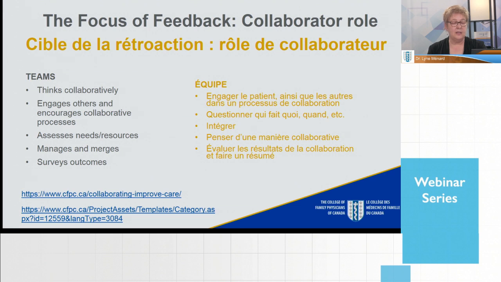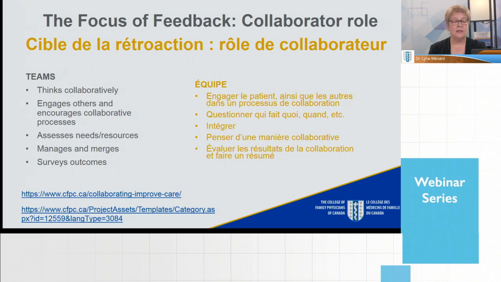So in TEAMS, the T stands for thinking collaboratively. Now, does the learner consider the roles of the patient and other healthcare providers in all aspects of care and demonstrate a patient-centered approach? The E is for engages others and encourages collaborative process. Do they seek and invite the patient and other healthcare providers to participate in care? And do the learners value the different perspectives and expertise they provide? And do they actively contribute their own knowledge and skills?